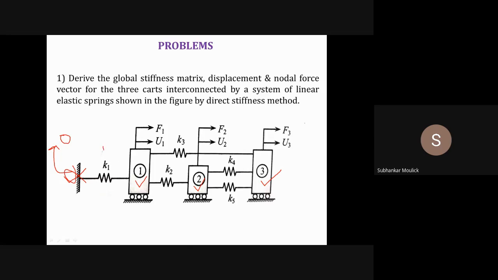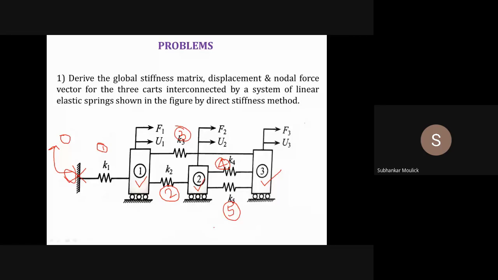Element number 1 is connected between node number 1 and the fixed end. Element 2 is connected between node 1 and node 2. Element 3 is connected between node 1 and node 3. Element 4 is connected between node 2 and node 3. Element 5 is connected between node 2 and node 3.